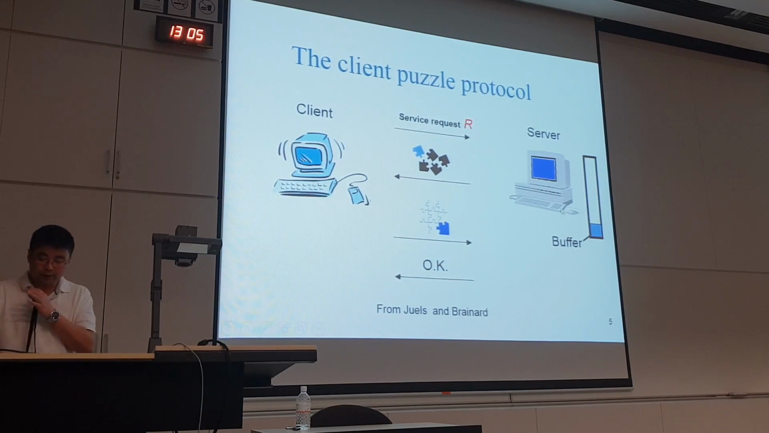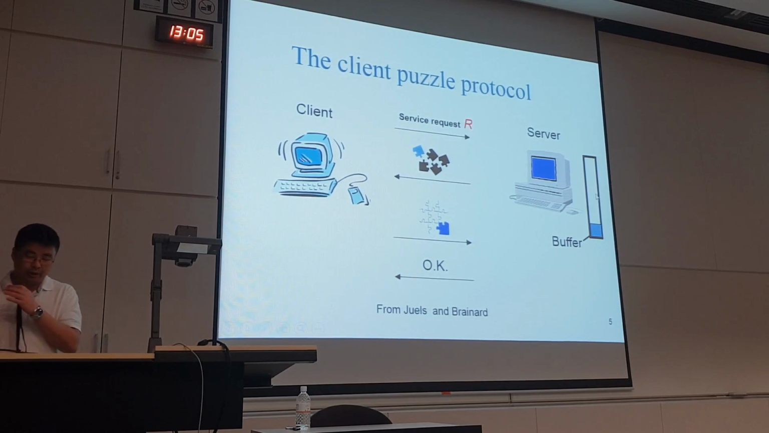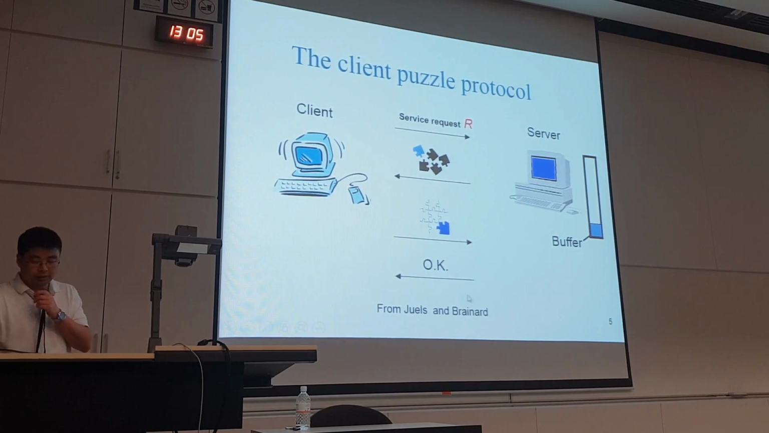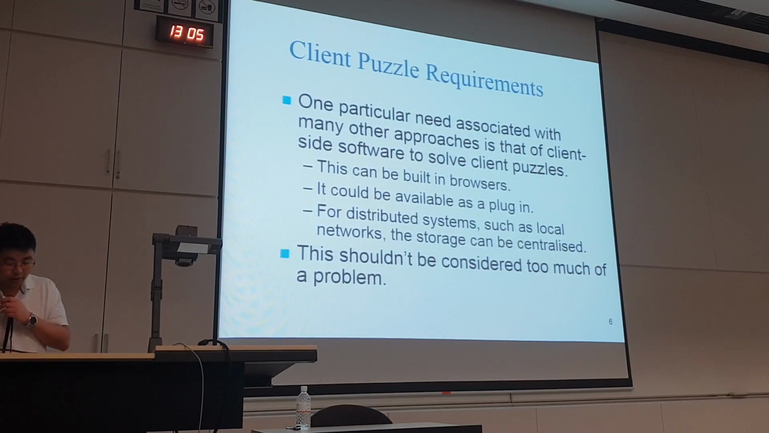However, if the server discovers that the buffer is almost full, like maybe 80% full, then the server may suspect there is a denial of service attack. Then the server can enable this client puzzle protocol to send the client puzzle to the client. The client will need to perform a little amount of work to prove this is a real client. Then the server will verify this solution, and if the solution is valid, the server will allow the client to establish the connection. Right, so that's the process of using this client puzzle protocol.